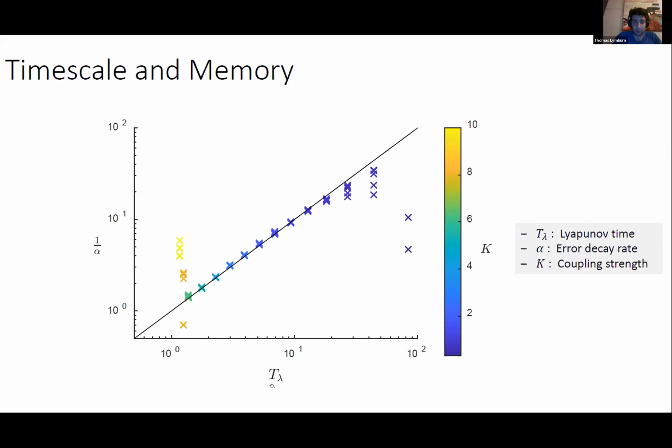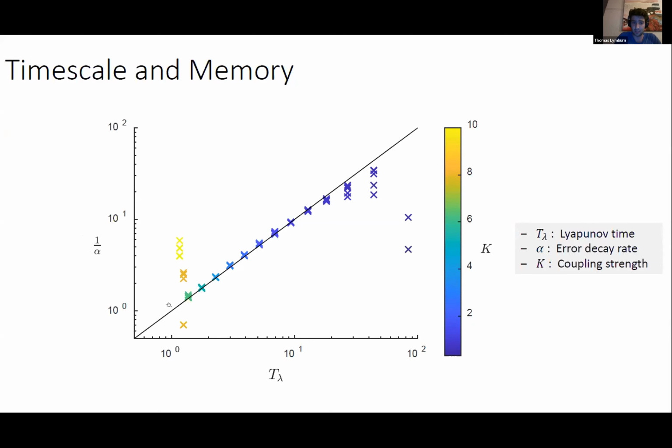So we can think about this as the time scale of our GS function, and this error decay time over here. Considering that the error decay time is memory, we can think of this as saying, how much memory do I need to add to my reservoir in order to decrease my error by a factor of e? That's essentially what this is telling us.